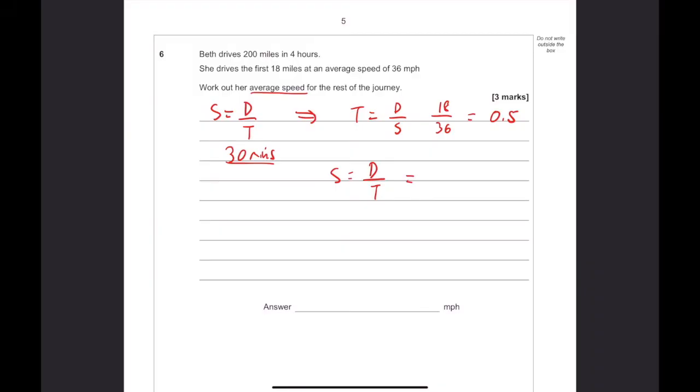If she's already driven 18 miles, then there's going to be 182 miles left. And it took 4 hours in total. If she's already done 30 minutes worth, it's going to be divide that by 3.5. And altogether that comes to 52 miles per hour.